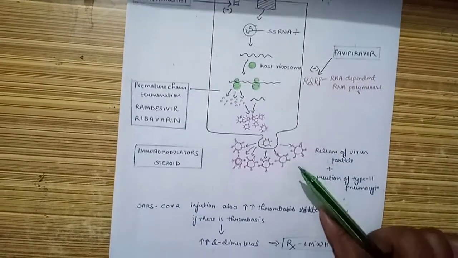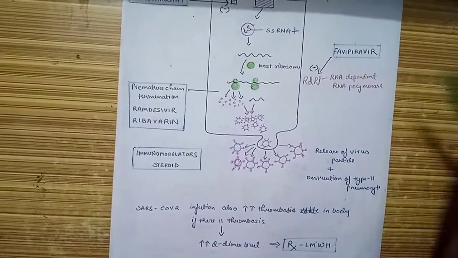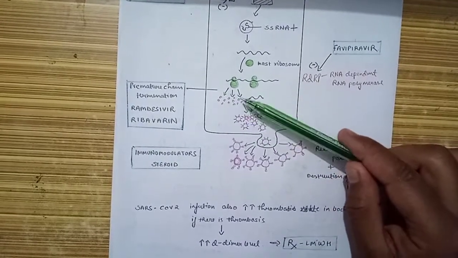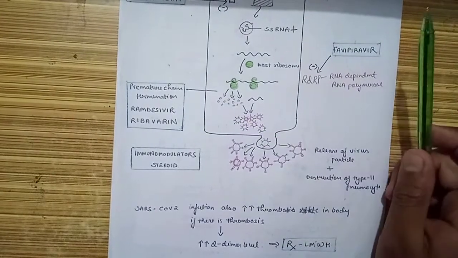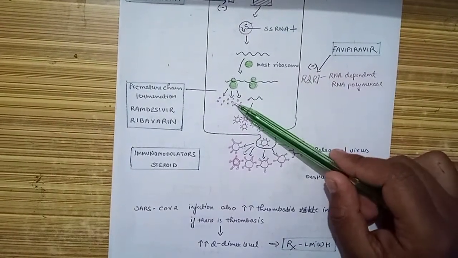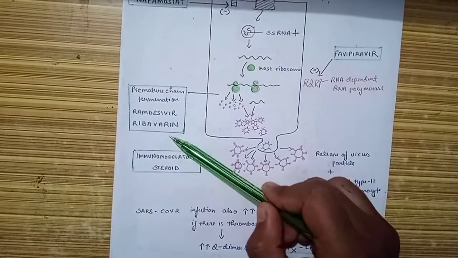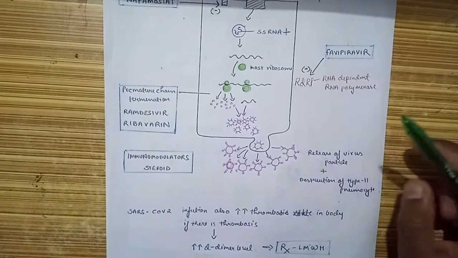Talking about the fourth drug, these are the premature chain terminators, meaning that before the formation and assembly of the daughter viral particle, with the viral protein and RNA, they inhibit its formation. These are remdesivir and ribavirin, which are premature chain terminators.